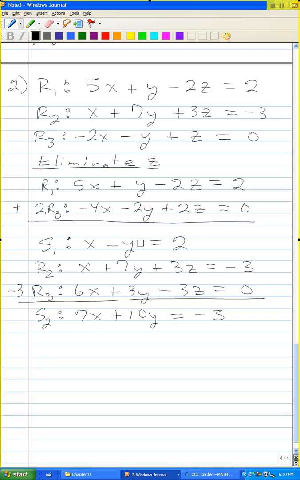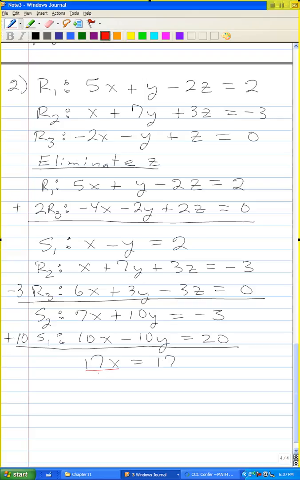So now I have two equations, two unknowns, which is identical to what we've solved before. So now we do the same sort of thing. Maybe in this case, since it's easier to do this, I'll multiply the first equation by 10 and add. And so I get 17x, 10y's cancel, equals 17. Divide both sides of my equation by 17. And so x is equal to 1.